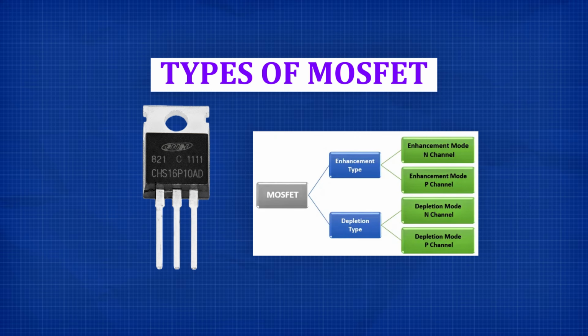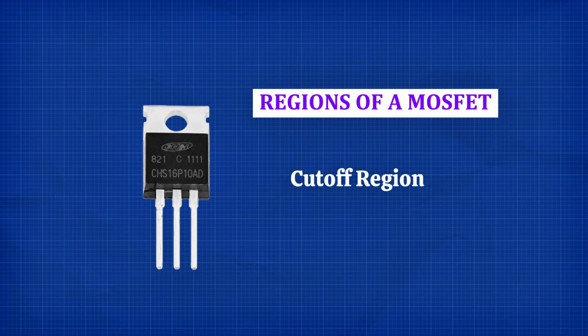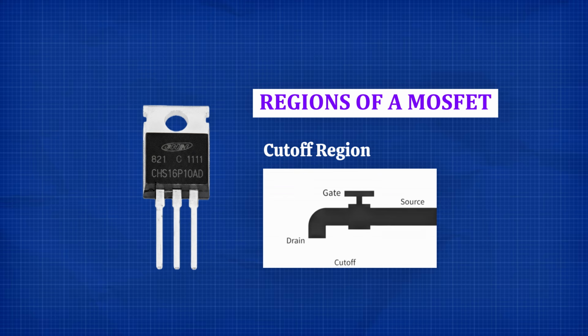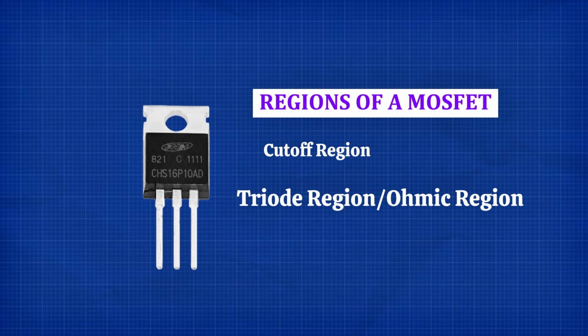Now let's move to something very important, the operating regions of a MOSFET. There are 3 main operating regions you need to understand. The first one is the cutoff region. In this region, the gate voltage is below the threshold voltage and no current flows from drain to source. The MOSFET behaves like an open switch. It is off. The second region is the triode region, sometimes called the linear or ohmic region.